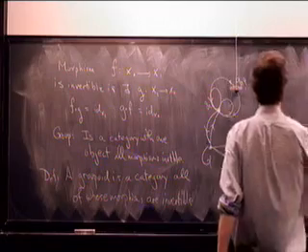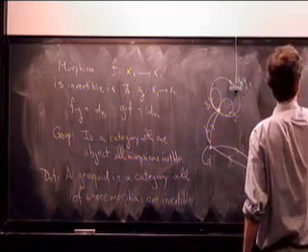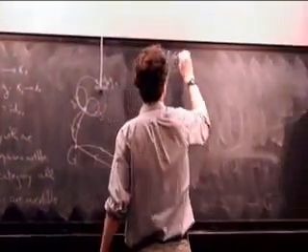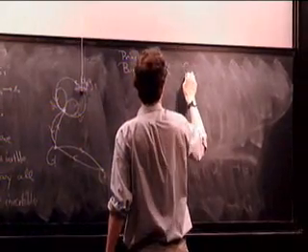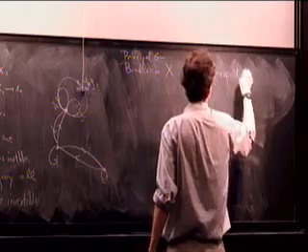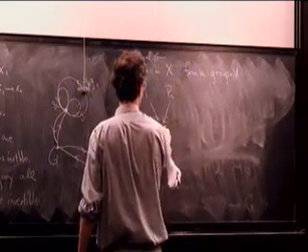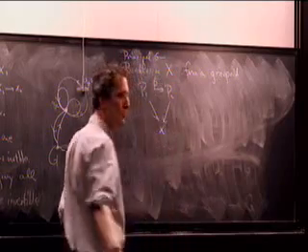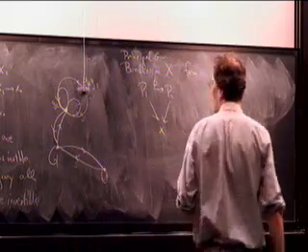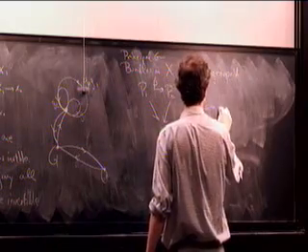Now, bundles on X, or principal G bundles, form a groupoid. Because if I have two of them, I have a notion of a bundle isomorphism, which we've defined before. Now, when you have a groupoid, you can talk about the isomorphism classes.